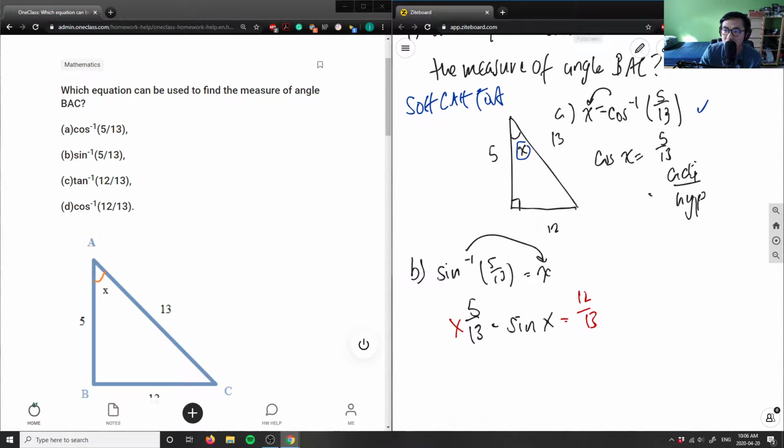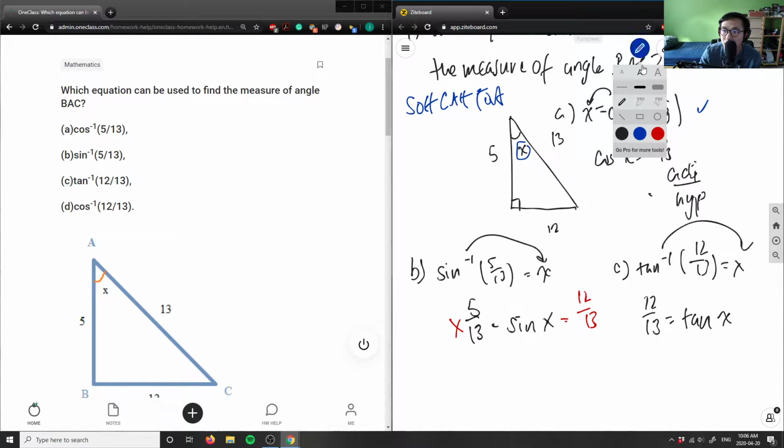We can also look at C. So C states that the inverse of tan equals 12 over 13 equals x. Again, if I move tangent to the other side, I'm going to get 12 over 13 equals tangent of x. And as you can see, tangent of x, again, is opposite over adjacent, right? Opposite is 12, adjacent is 5, which means this here is my wrong answer as well, right? I should have 12 over 5 as tangent of x. So this here is wrong. Tan of x actually equals 12 over 5, right? Remember, opposite over adjacent here, so that's wrong.